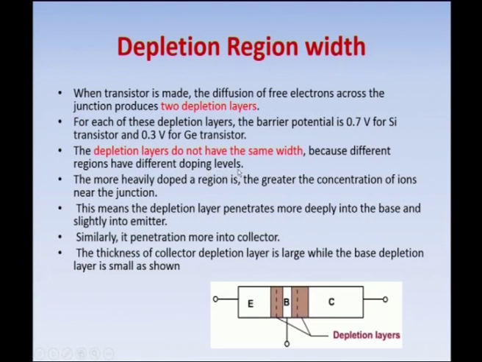And the depletion layers do not have the same width. Why? Because different regions have different doping levels. As I said, the emitter is highly doped, the base is lightly doped, and the collector is moderately doped. So the width of the depletion region will vary according to the doping levels.